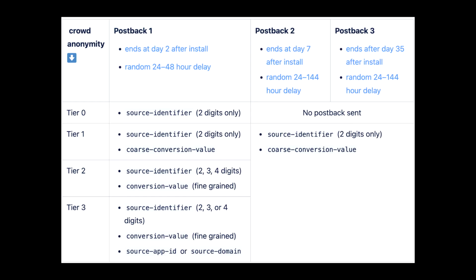Now, let's go back to the SKAN 4.0 image again and see how and when we receive source IDs. When the app is in tier 0, we receive only the last 2 digits of the source ID. The same thing with tier 1. We receive only the last 2 digits. But as the app goes into tiers 2 and 3, that is, when the number of installs increases, the app can receive the last 2 digits or all the digits of the source ID, however it is defined by the ad network.